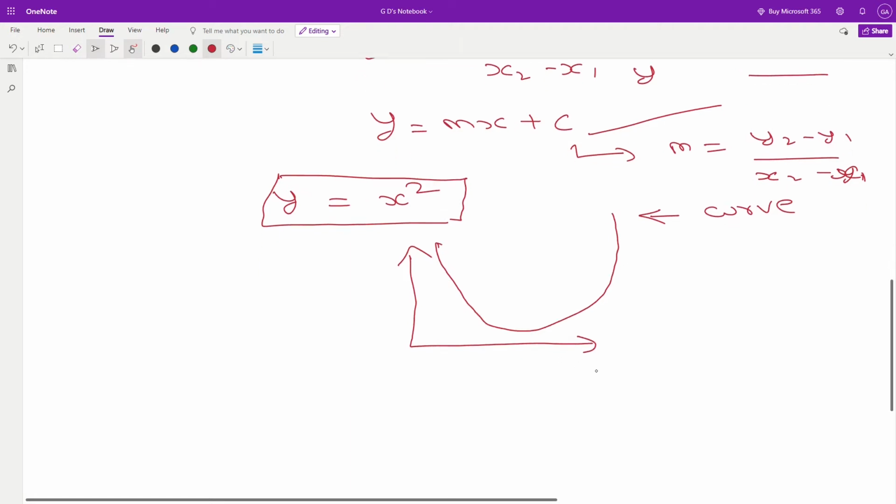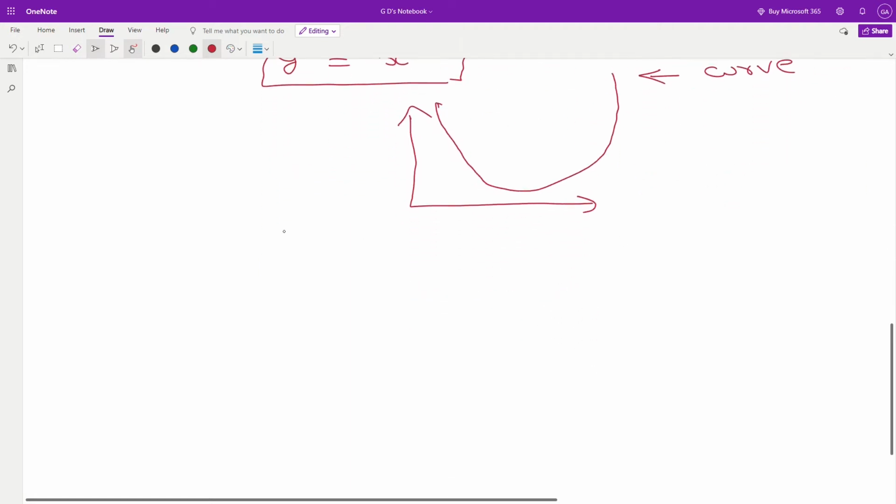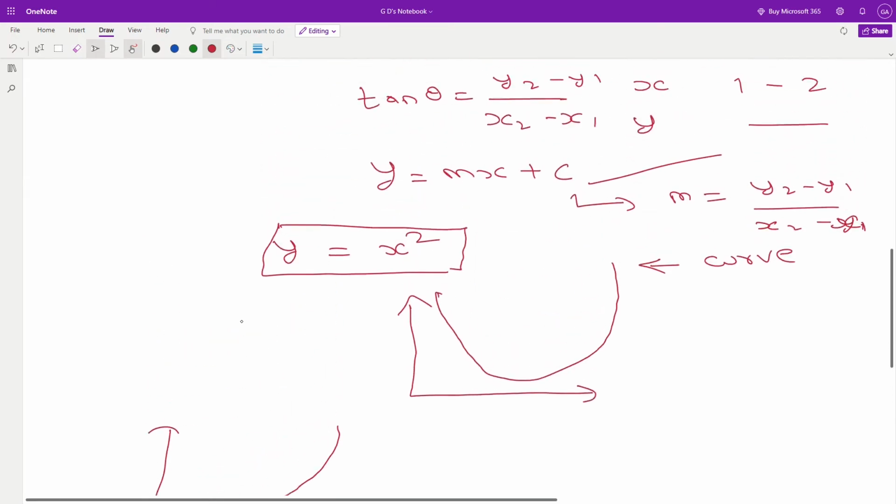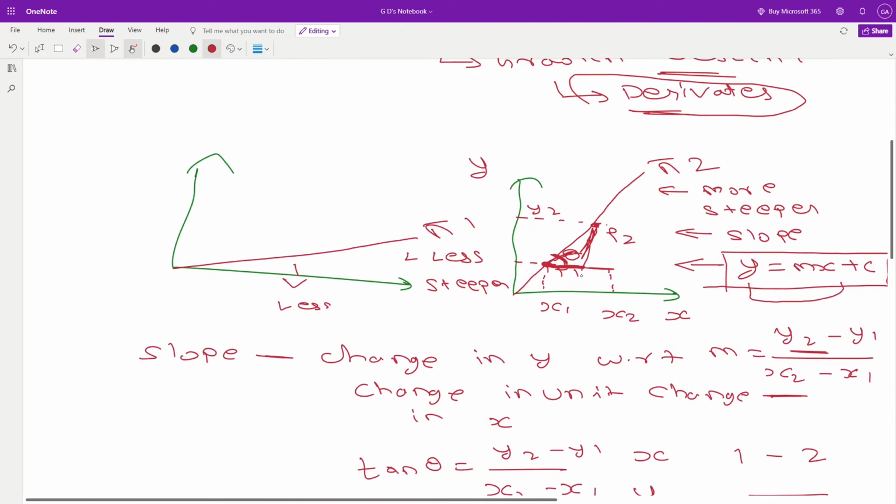Let me take a simple curve to make it simplified. For example, if you have a curve like this, I've taken half of this curve. If I want to find the slope of this curve, how do I find it? If you just look at this curve, you can see that the slope is changing every time. For a line, the slope is equal everywhere.